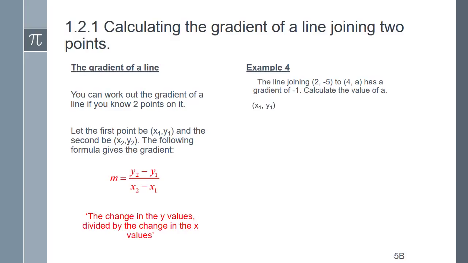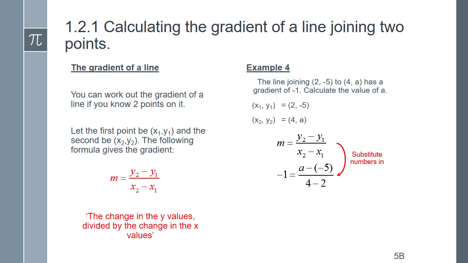We write down x1 and y1, and always when you answer questions in exams, make sure you write down this information and check it to make sure it's right. x1 y1 is 2, minus 5, x2 y2 is 4, a, the unknown in this case. So the gradient is y2 minus y1 over x2 minus x1. We can do the substitution.